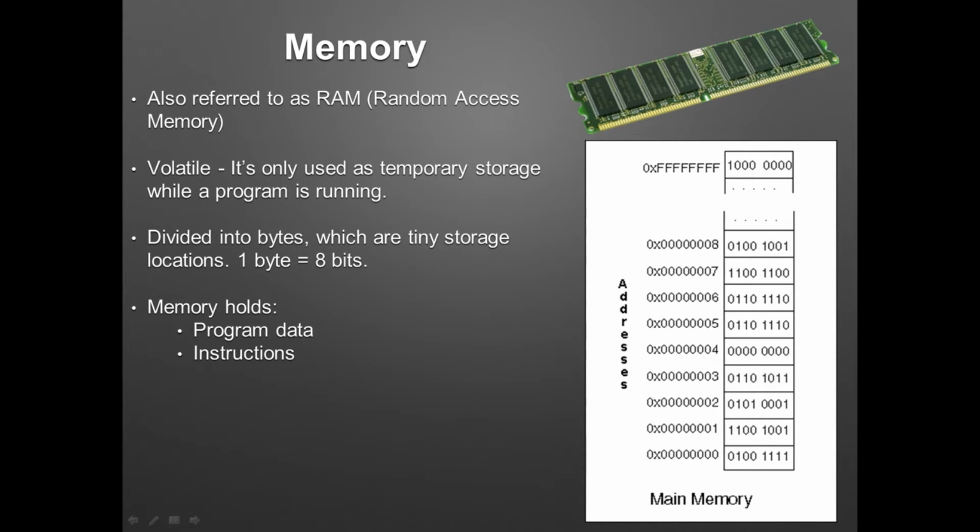So it's divided into bytes, which are tiny storage locations. 1 byte is 8 bits here for our Windows-based operating system. And this memory is holding both program data and instructions. Look over to the right here, this chart that I have up here, these are referring to memory addresses. And this is the data that's stored inside of that memory address. So imagine that the memory is segmented here inside of these blocks. Each one of these addresses will hold a piece of data.